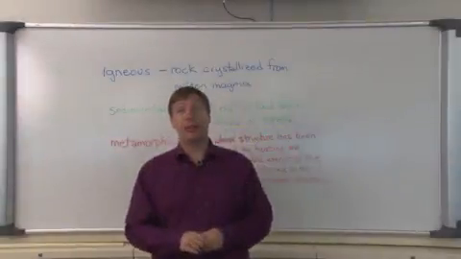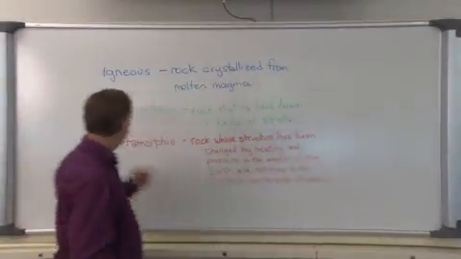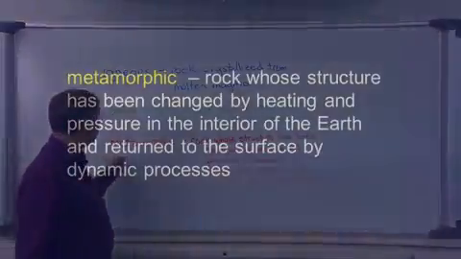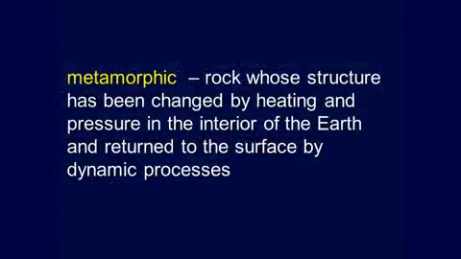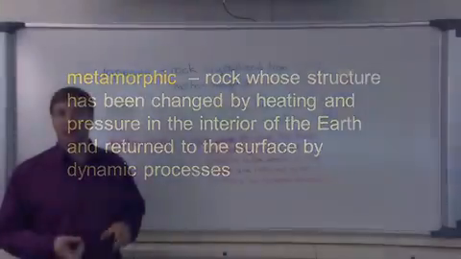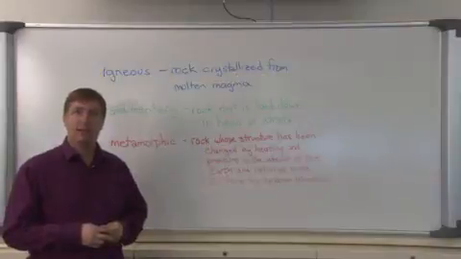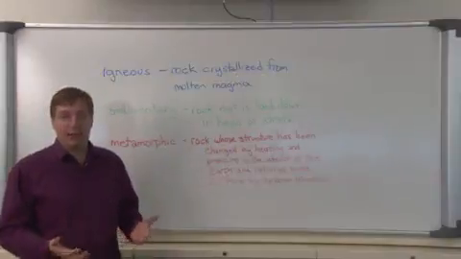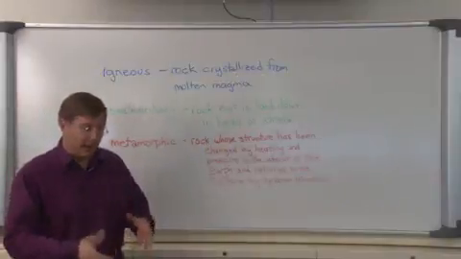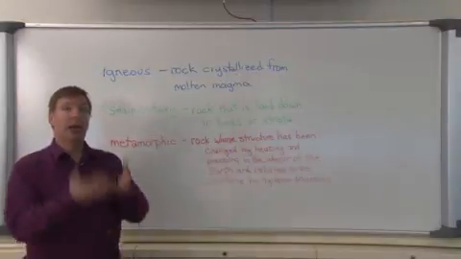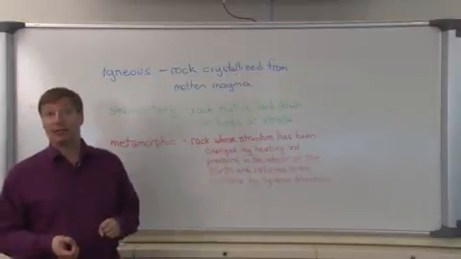So the third type of rock is metamorphic rock. And as the name metamorphism suggests, this is rock whose structure has been changed by heating and pressure in the interior of the Earth, and then returned to the Earth's surface by dynamic processes. What do we mean by dynamic processes? Some kind of mountain building or uplift that has taken this rock from deep below and brought it back up to the surface.